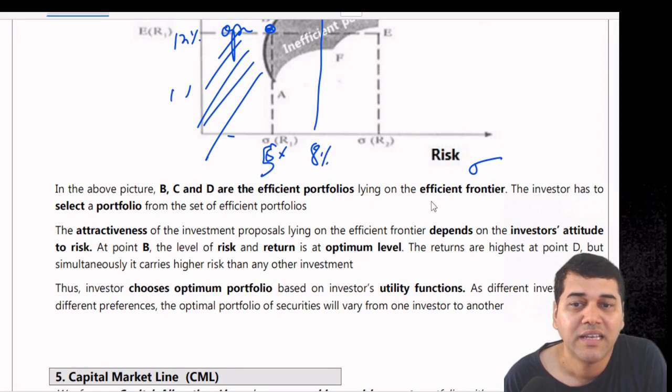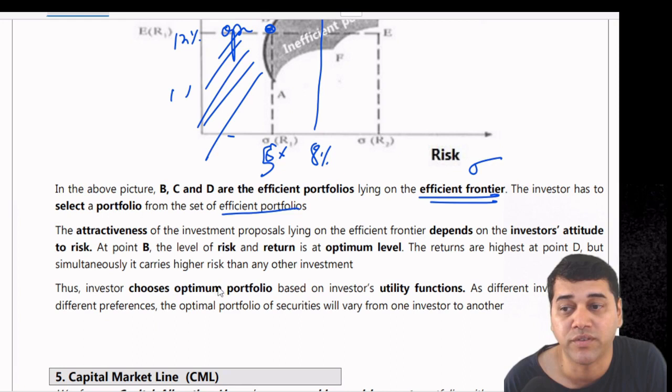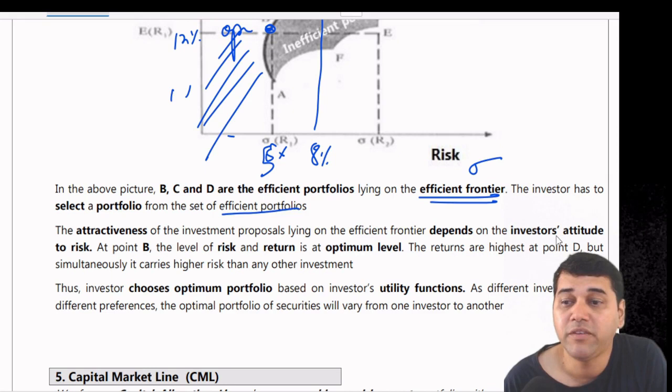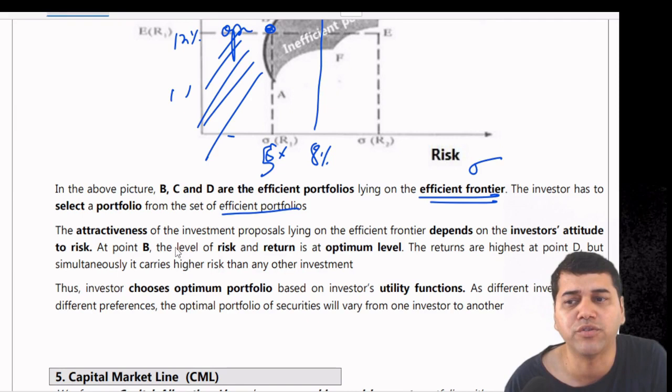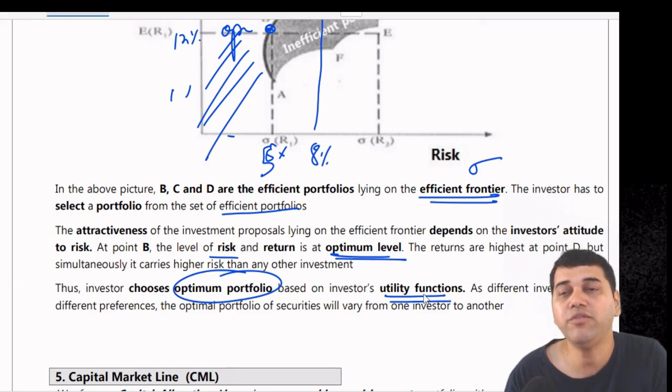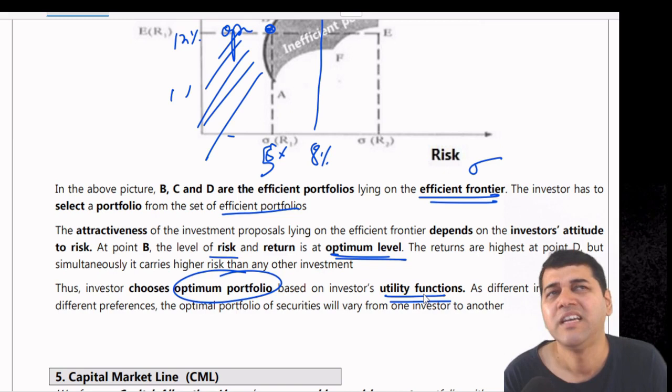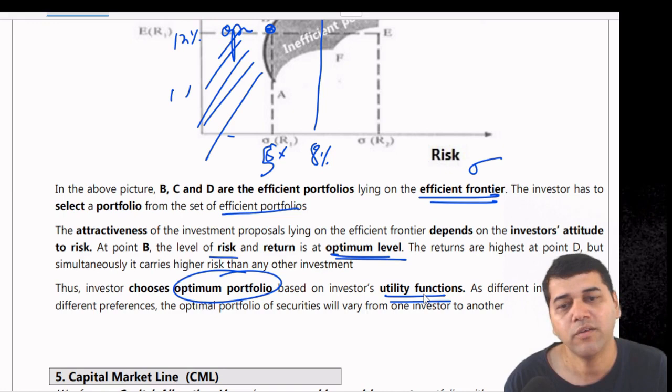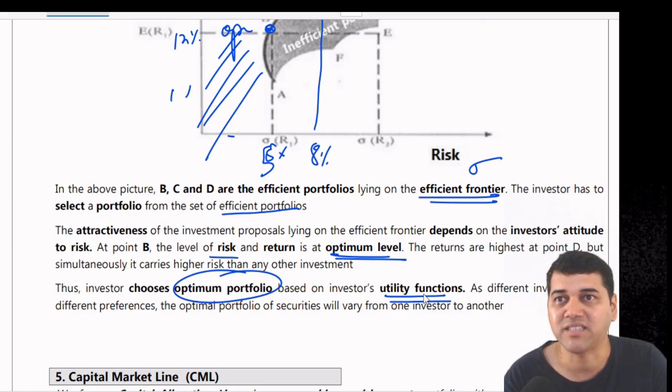The investor has to select a portfolio from the set of efficient portfolios. The attractiveness of the investment proposal lying on the efficient frontier depends upon the investor's attitude. Now, among B, C, D, which one? That is your attitude. At point B, the risk and return is the optimum. The return is highest at point D, but risk is also highest. So the investor chooses the optimum portfolio based on the investor's utility function. You will have certain Sharpe ratio, Treynor ratio, all these things you must have developed, correct, no? As different investors have different preferences, the optimum portfolio of securities is going to change from one investor to another. So you cannot say, oh, this is optimum. You can suggest, but it will change. Followed, no?